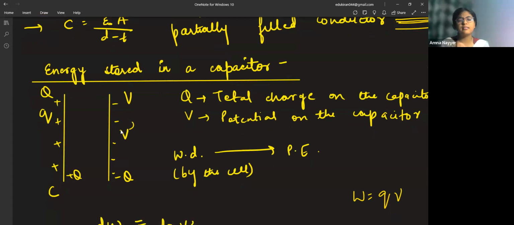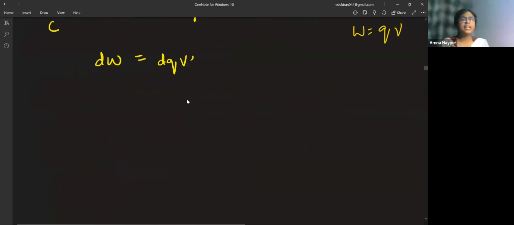And this is, I'm just writing it as V dash just to distinguish it from the total. This is a very small portion of charge and small portion of potential I have chosen. So if you look at this derivation, a very small amount of work done by this very small amount of charge will be dW is equal to dQ into V prime, where this was the formula, no? Work done is equal to charge multiplied by potential.